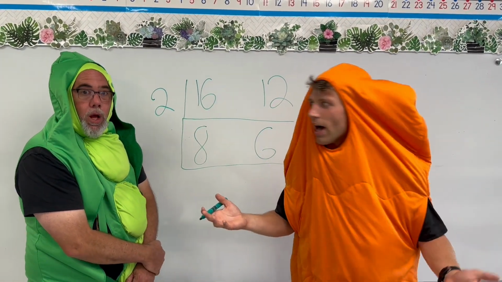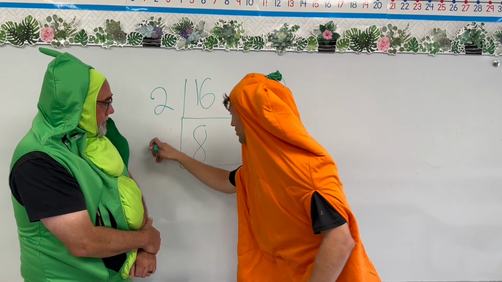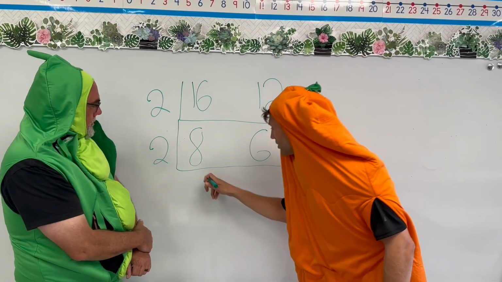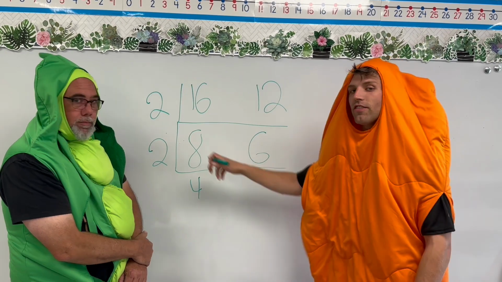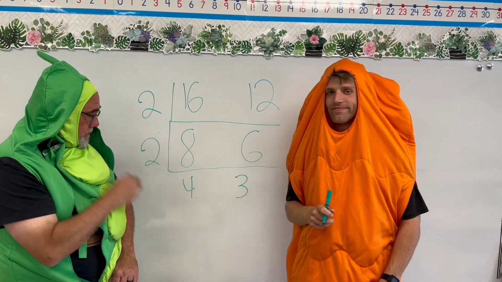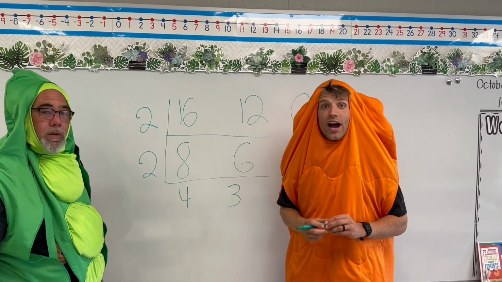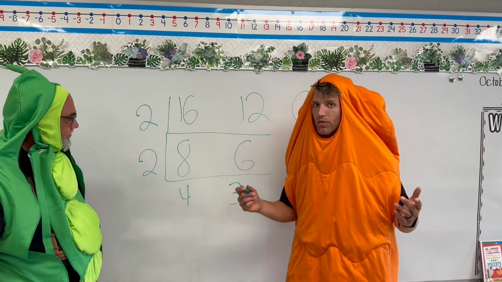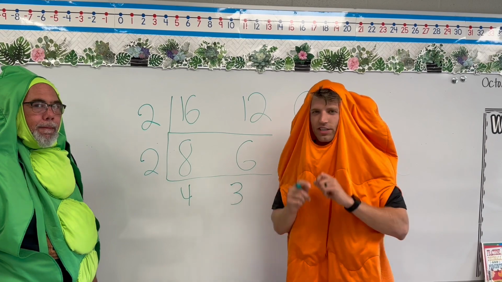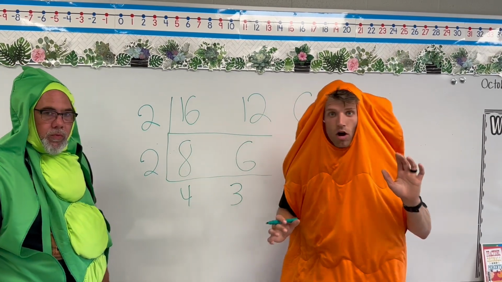What can we divide by? 2. 8 divided by 2 is 4. 6 divided by 2 is 3. Now, 4 and 3 don't have a common factor we can divide by. So, we are very close to finding our greatest common factor to divide our peas from our carrots.